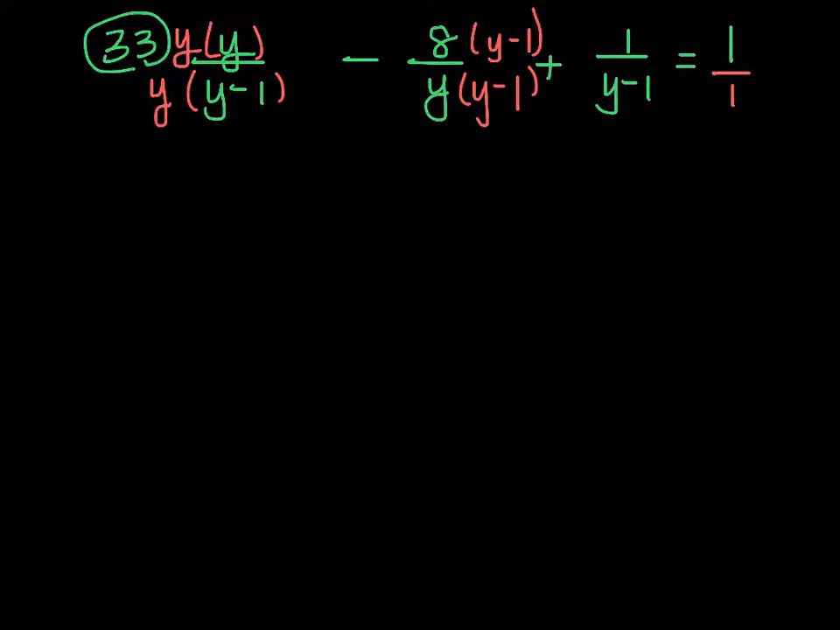All right, now we're going to take the third fraction and multiply it top and bottom by y. And the last fraction is missing everything, so we're going to multiply that by a y and a y minus 1, both numerator and denominator.